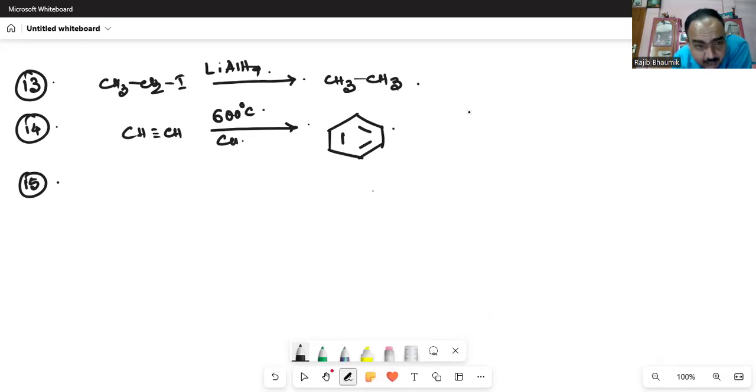Ethylene dibromide is treated with zinc dust. Very important reaction. Ethylene dibromide. पहले तो स्ट्रक्चर इसका ड्रॉ कर लेते हैं. We are drawing the structure here first. CH2Br single bond CH2Br. इसमें हम लोग जिंक डस्ट डाल देते हैं.